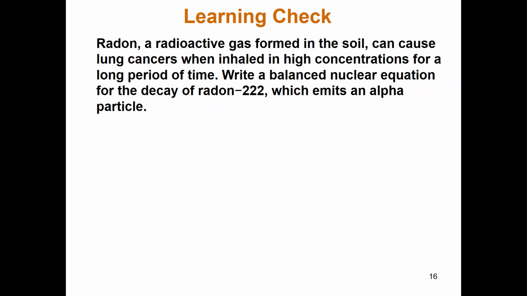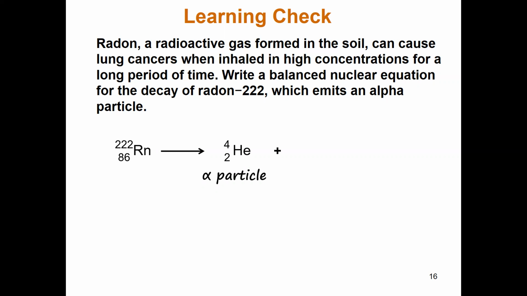So the first step is to write the original nucleus. So radon has a symbol of Rn. The atomic number is 86. We get that from the periodic table. So we'll have Rn with 86 on the bottom, 222 for the mass number. It decays, and we are told it decays by emitting an alpha particle, and an alpha particle is symbolized by the helium nucleus with a mass number of 4 and an atomic number of 2. That's the alpha particle.